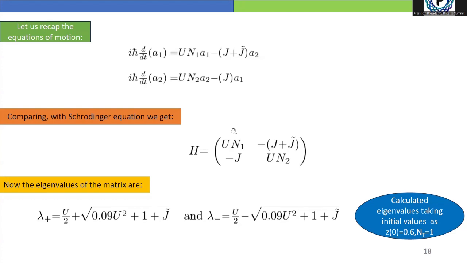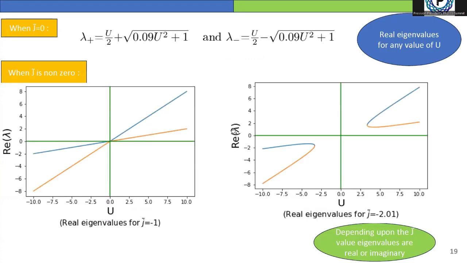Now, if we put J tilde equal to 0 here, you can see the eigenvalues will be like that. Please look carefully. If we put any value of U here or here, we are always getting real eigenvalues. Lambda plus and lambda minus are always real. So whenever J tilde equals 0, we are getting two real eigenenergies from the Hamiltonian. It means when J tilde equals 0, our Hamiltonian is Hermitian, because a Hermitian matrix always gives us real eigenvalues.